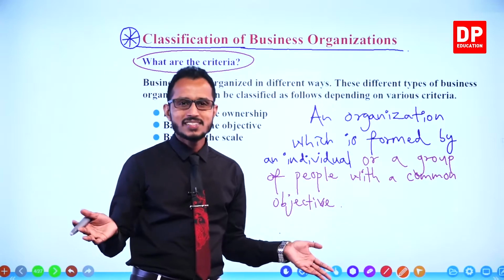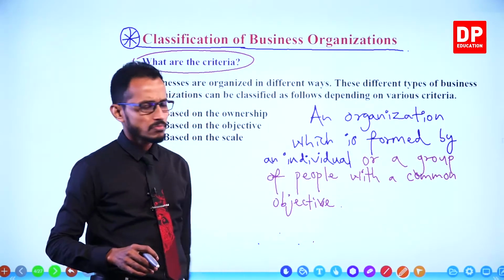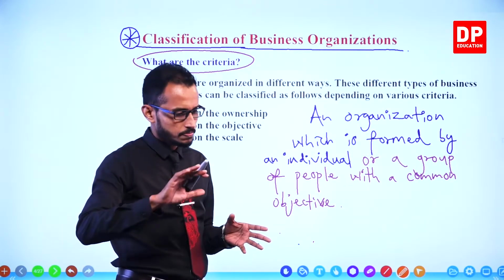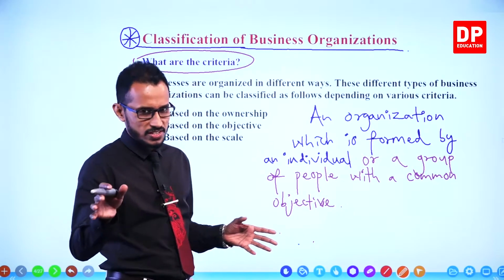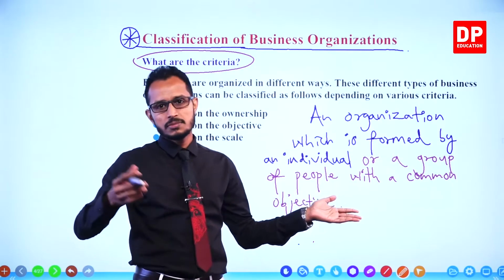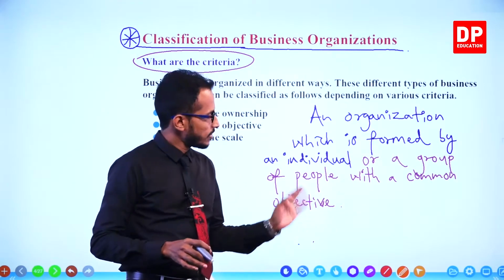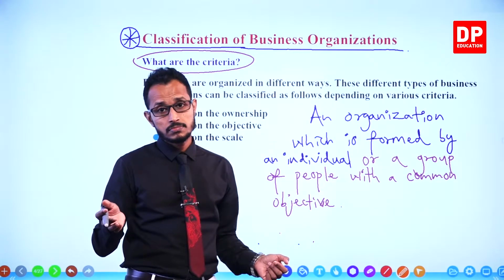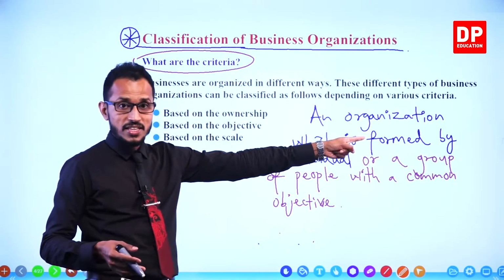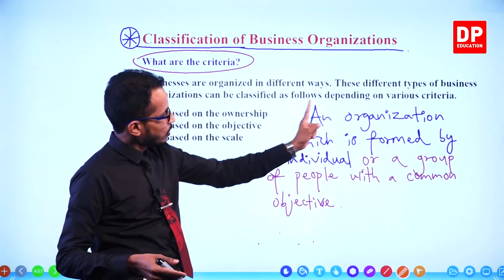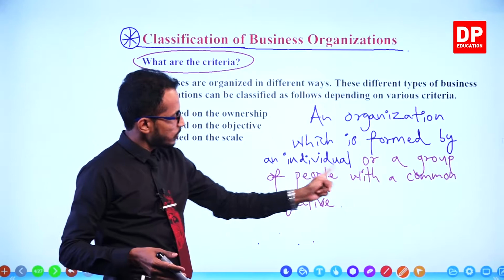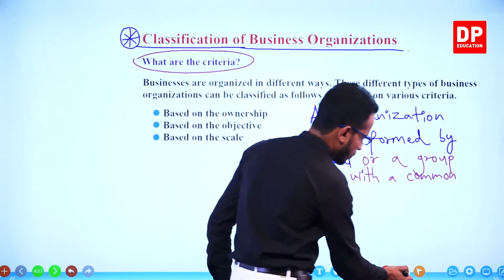Well, in your past exams, very rarely this question has come on a paper. The examiners or the paper doesn't always carry simple questions like this. This is a simple question. What is a business organization? Very rarely these type of questions come. But if a question comes, you should be ready. So remember this. A business organization is an organization which is formed by an individual or a group of people with a common objective. Main points to remember.